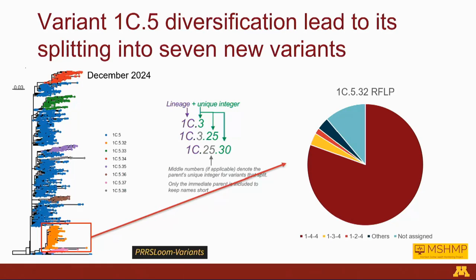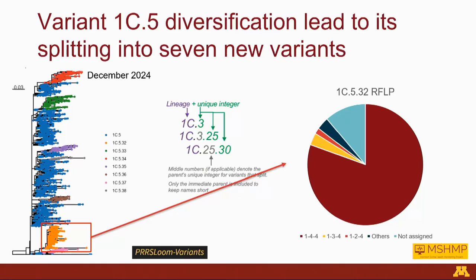And for those of you that are still not used to variant nomenclature and want to translate this into RFLP, we can see that the majority of the cases are associated with RFLP 144s, which of course we know is not exclusive to this variant, because the variant 1C.5 is also majoritarily comprised of 144 viruses, right? So nowadays, if we say that we have a 144 virus, we have no idea if we're talking potentially about 1C.5 or 1C.5.32. So we need to be a little bit more specific than that, and that's where the variant classifications might help us communicate.